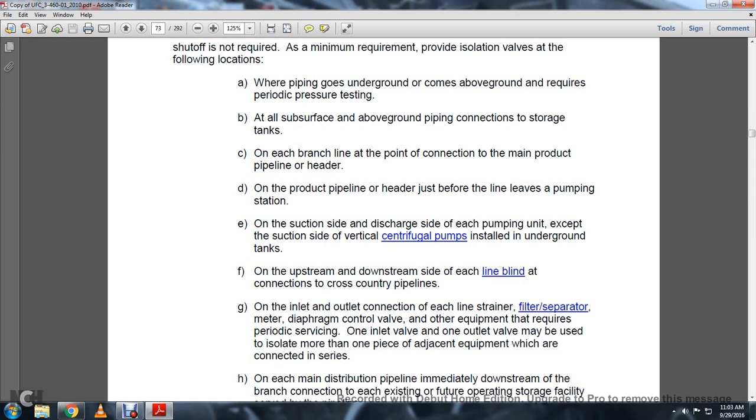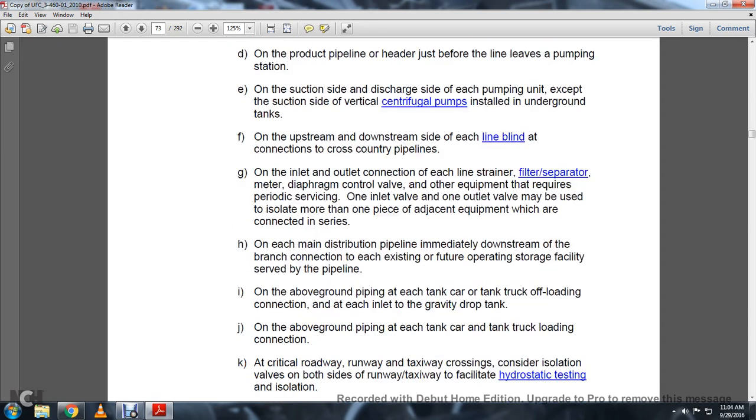On each side of the discharge with each of the pumping unit except for the suction side vertical centrifugal pumps installed with the underground tanks. On the upstream, downstream of each of this line and a connection with the cross of the country pipelines. On the inlet-outlet connection with the other lines, trying to filter separator meter diaphragm control valve. Other equipment that requires the periodic servicing outlet inlet valve. The outlet valve may be used if they isolate more than one piece of the adequate equipment which are connected within series.